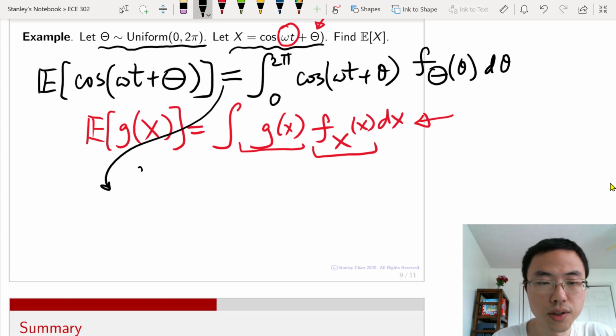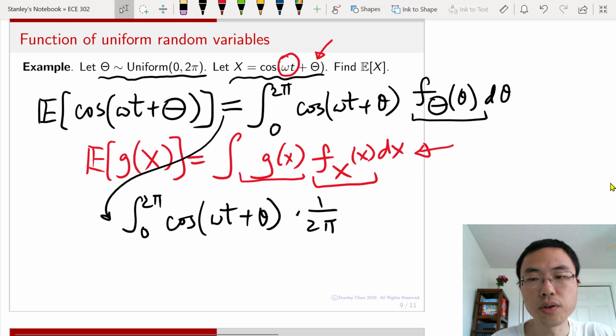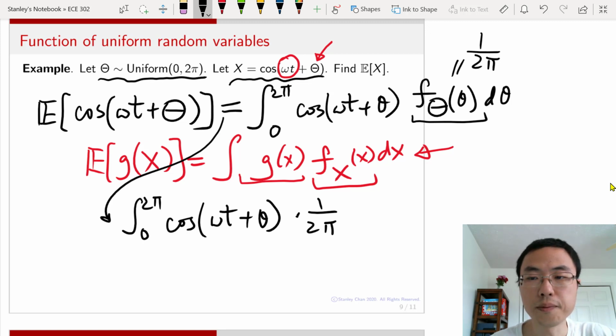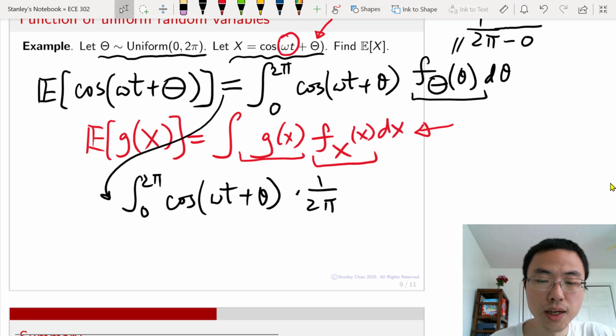This integration is just the integration from 0 to 2 pi, and then you have cosine of omega t plus theta, and then times 1 over 2 pi. Now, why do I have this 1 over 2 pi? This is because your theta is uniform from 0 to 2 pi, and so this PDF is just 1 over 2 pi. Or if you want to be more explicit, it would be 1 over 2 pi minus 0, 1 over the end point minus the starting point. So that you have this 1 over 2 pi here.